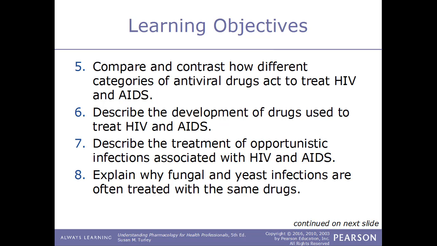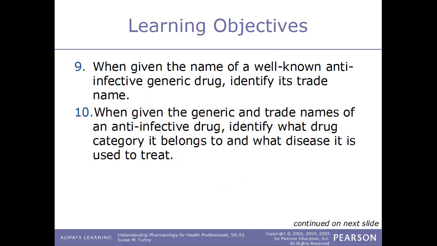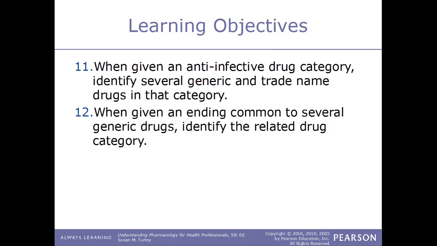Describe the treatment of opportunistic infections associated with HIV and AIDS. Explain why fungal and yeast infections are often treated with the same drugs. When given the name of a well-known anti-infective generic drug, identify the trade name. When given the generic and trade names of an anti-infective drug, identify what drug category it belongs to and what disease it's used to treat. When given an anti-infective drug category, identify several generic and trade name drugs in that category. And lastly, when given an ending common to several generic drugs, identify the related drug category.